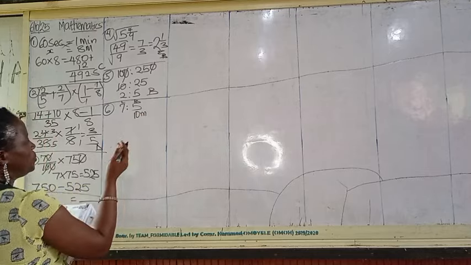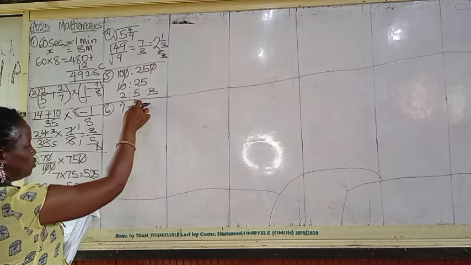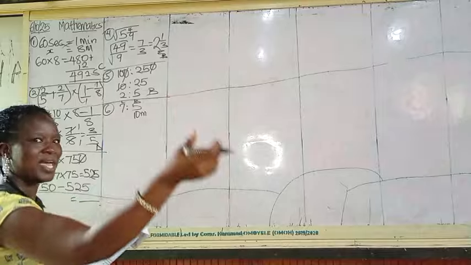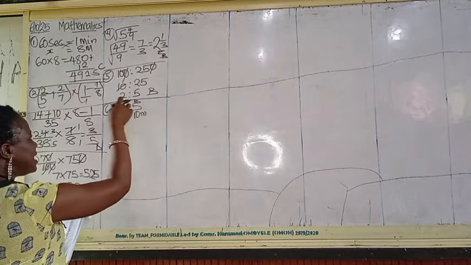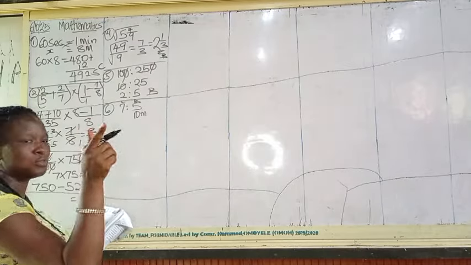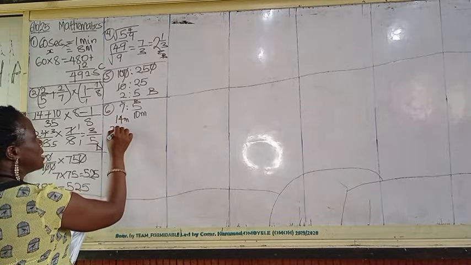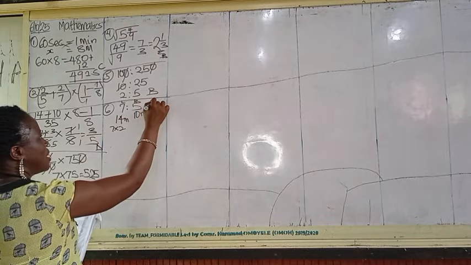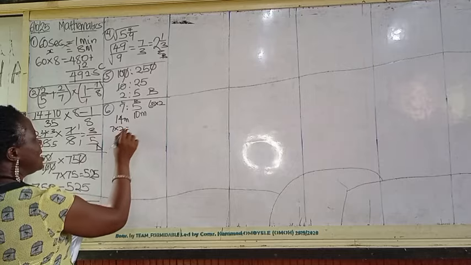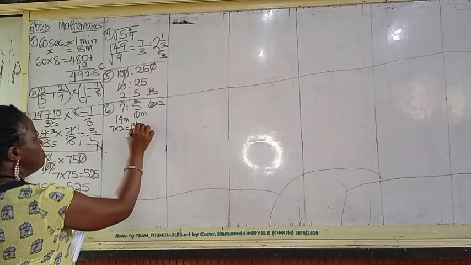Very simple. What did they do here? They multiply this by 2, they get 10. Anything you do for A, you do for B. So obviously this 7 will be multiplied by 2 also, which will give us 14 meters. That is 7 times 2, because here we have 5 times 2. So our answer there is 14 meters.